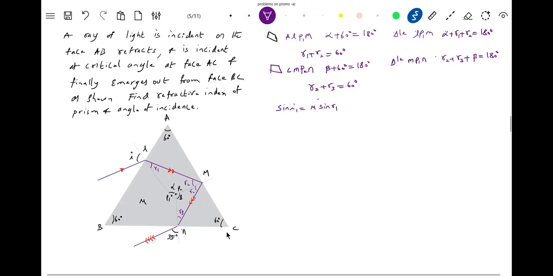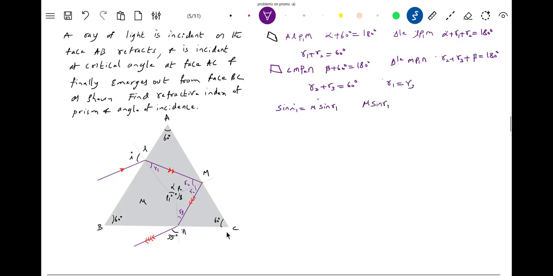Check it. If you want to, you can calculate, but that information is not available to us. You have to calculate the refractive index and the angle of incidence. Only this information is available. Is R1 equal to R3? Comparing these two, yes, R1 equals R3. If R1 equals R3, then sin I1 equals mu sin R1.